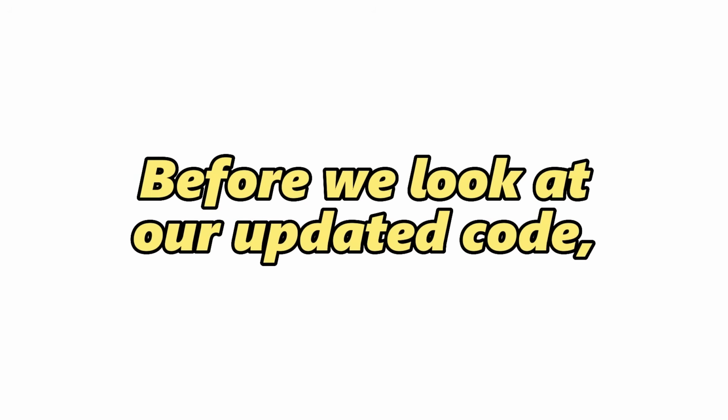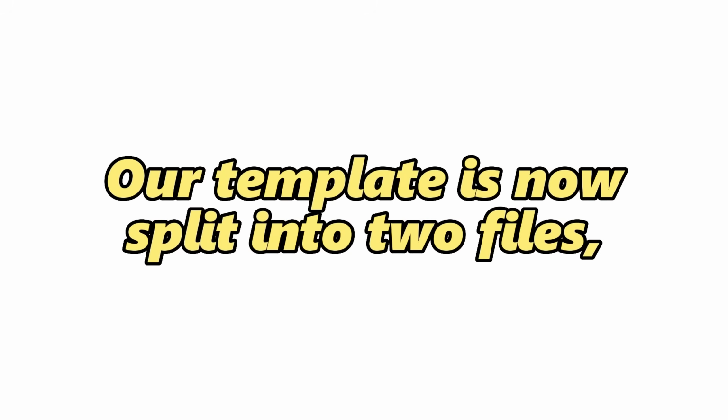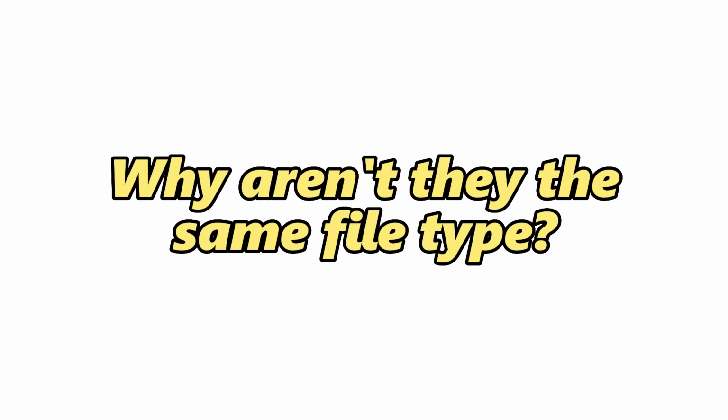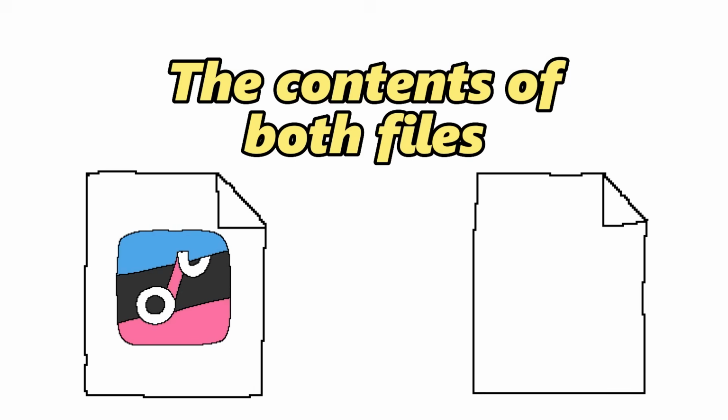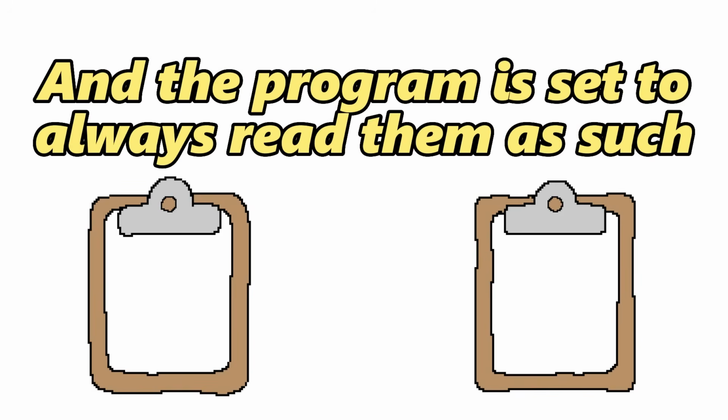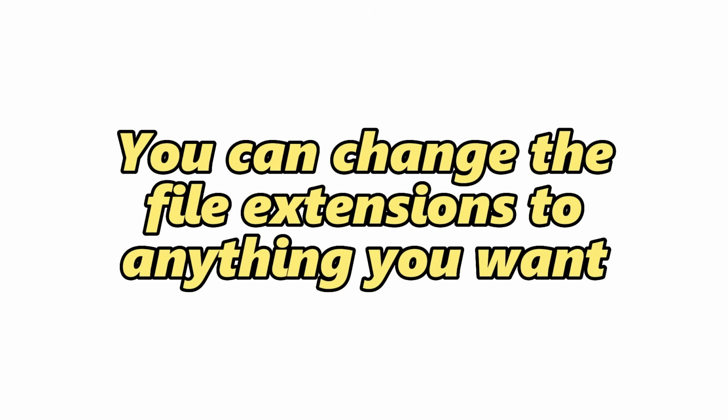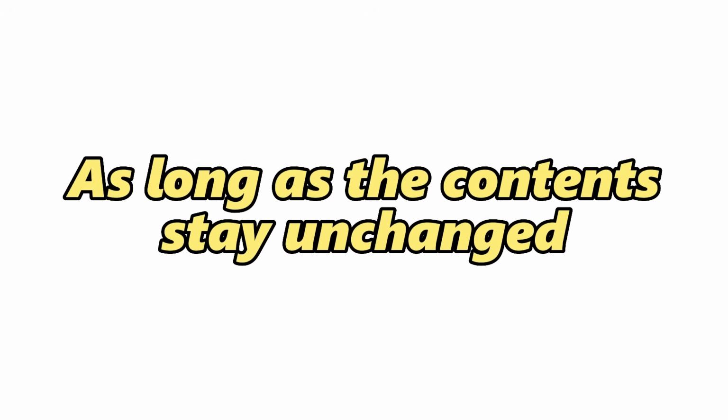Before we look at our updated code, let's first look at our new templates. Our template is now split into two files, template.ustx and word.txt. Why aren't they the same file type? Because it doesn't really matter here. The contents of both files are just plain text, and the program is set to always read them as such. So theoretically, you could change the file extensions to anything you want, as long as the contents stay unchanged.